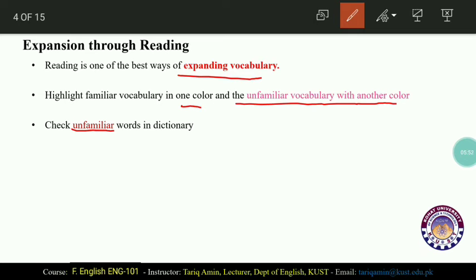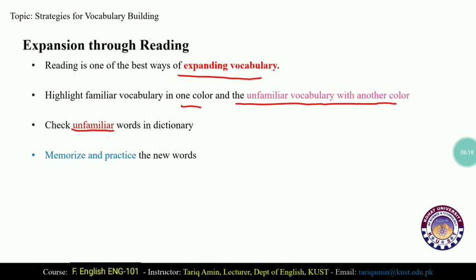You need to check the unfamiliar words in your dictionary. You can use a printed dictionary for it and you can use an e-dictionary as well. You need to install a good dictionary, Oxford Advanced Learner's Dictionary or Cambridge Dictionary or Merriam-Webster Dictionary, on your cell phone in order to check different unfamiliar words that you come across in different texts.